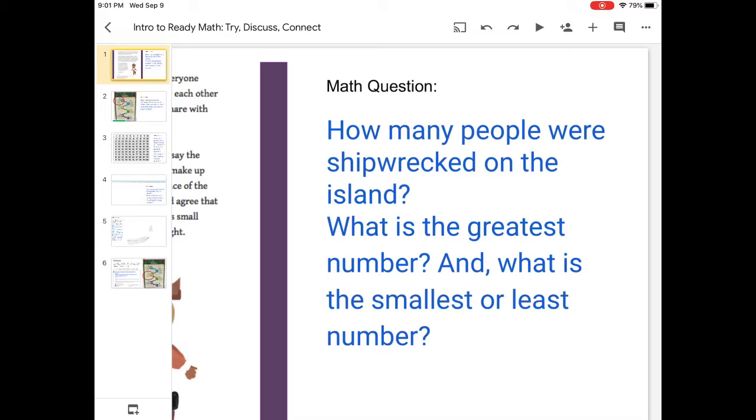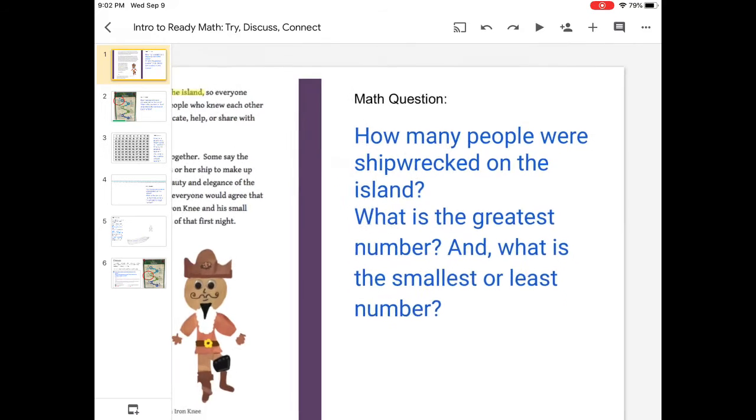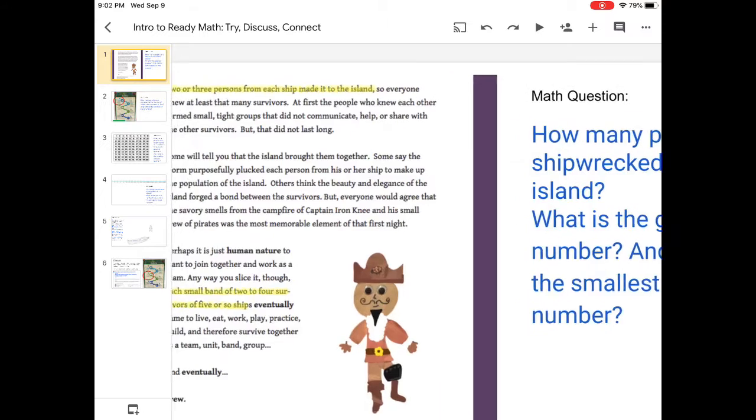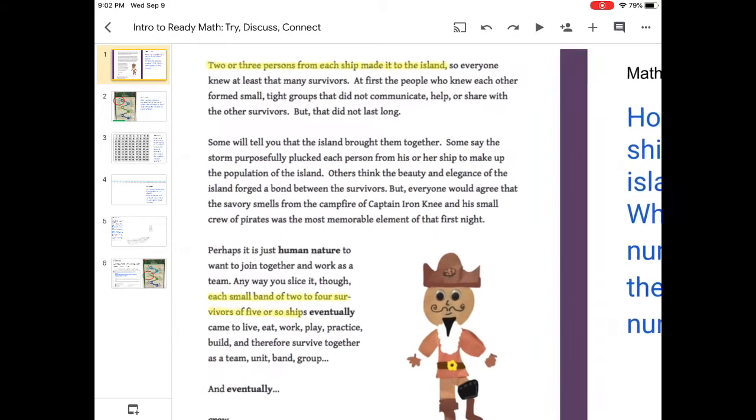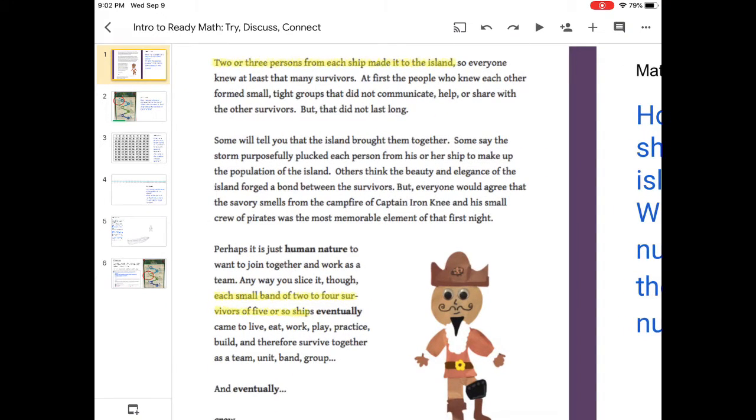It wants to know how many people there are on the island. It's not going to be just one number. There's actually a variety of numbers. It could be several numbers. But what is the greatest number that it could be, and what is the smallest number it could be? Okay, now, the next thing we need to think about is what information are we going to use in order to solve this? Let's look at the text.